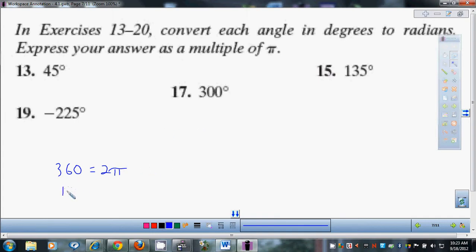So you can reduce and say 180 degrees equals pi, right? Now in chemistry, raise your hand if you've ever had any kind of chemistry. Okay, for the majority of you. It's okay if you haven't.